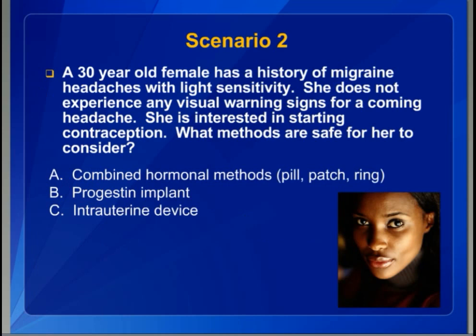For a second scenario, we'll address the issue of migraines with and without aura. This is a 30-year-old woman with a history of migraine headaches with light sensitivity. However, she does not experience any visual warning signs for a coming headache. She's interested in starting contraception, and we're asked what methods are safe for her to consider, with the options of combined hormonal methods, progestin implant, or an IUD.